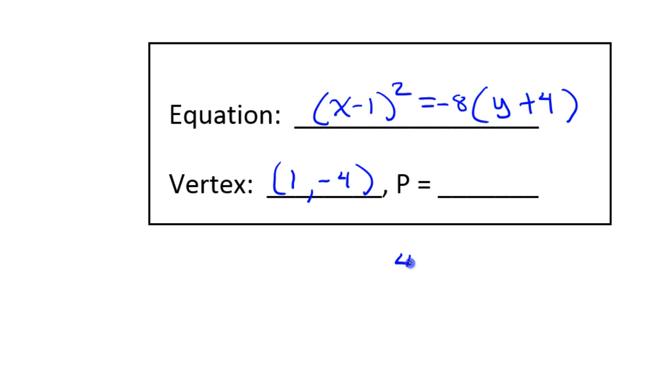The p value. We know that 4p is equal to this number, negative 8. Dividing both sides by 4 gives me p equals negative 2.